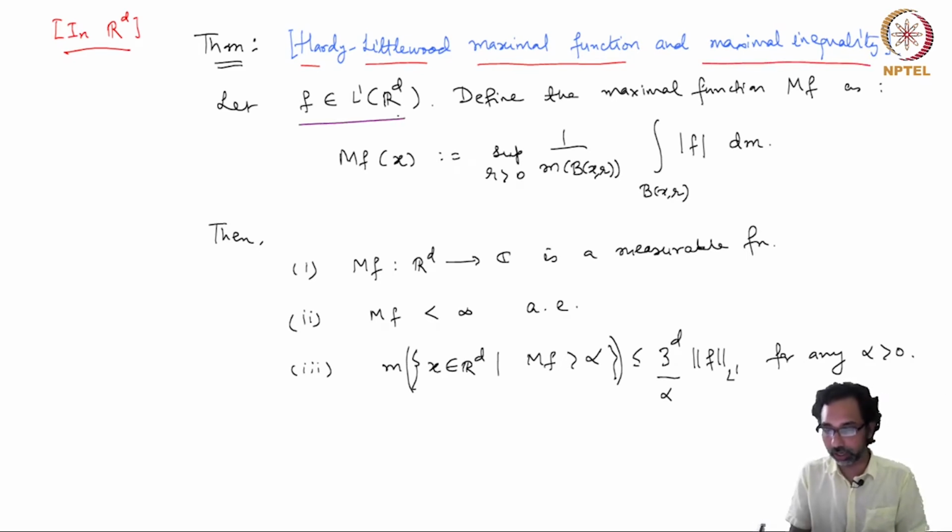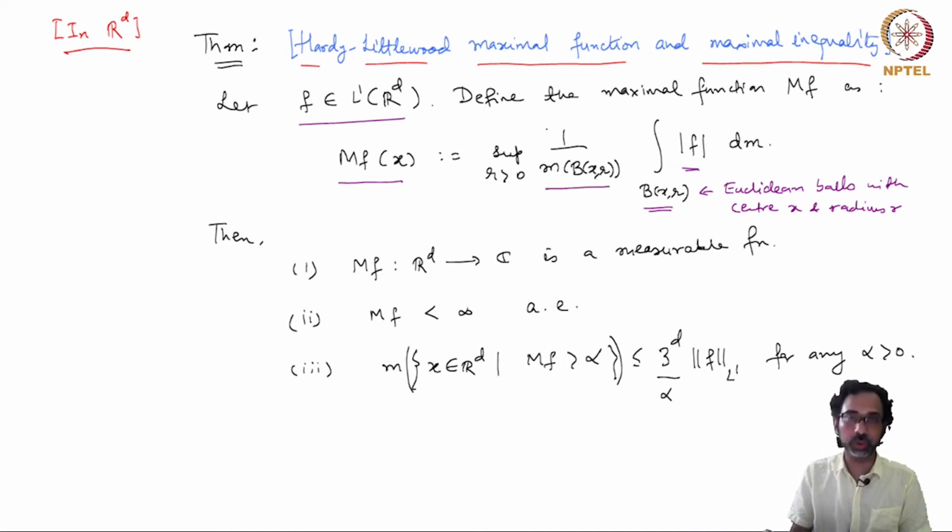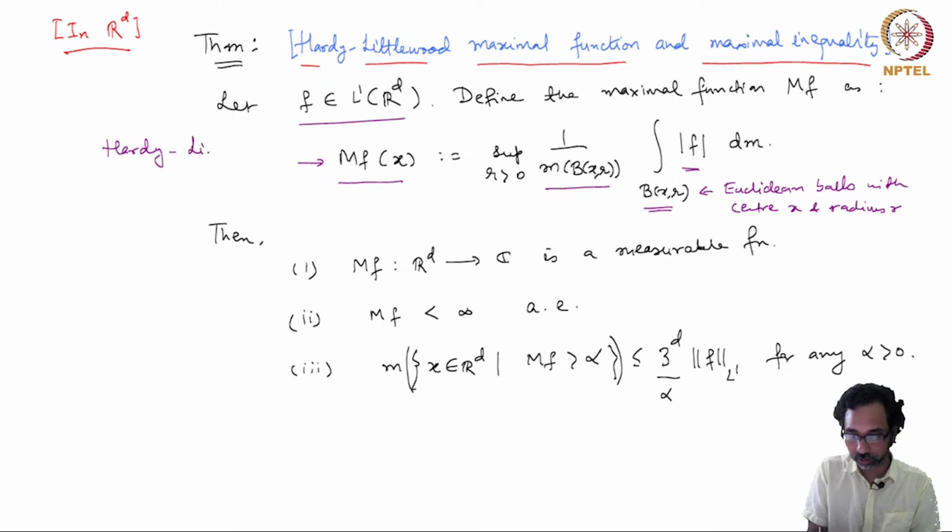So if you take an L1 function in R^d, then you can define the maximal function in a very similar way to what we did earlier. So we are taking first the integral of |f| over Euclidean balls, with center x and radius r. So take the integral over such balls, and then you divide by the measure of this Euclidean ball, and then you take the supremum over all positive radius r greater than 0. What you get is called the Hardy-Littlewood maximal function.